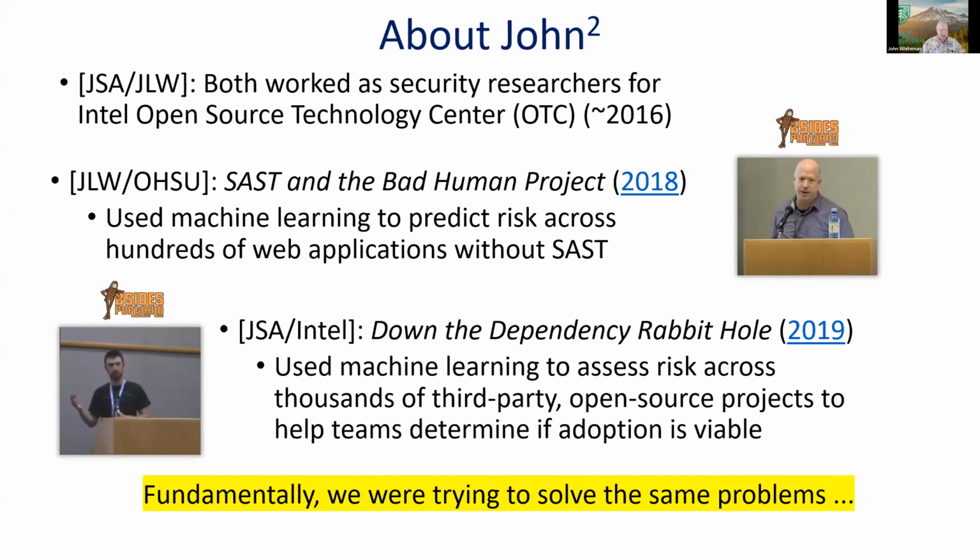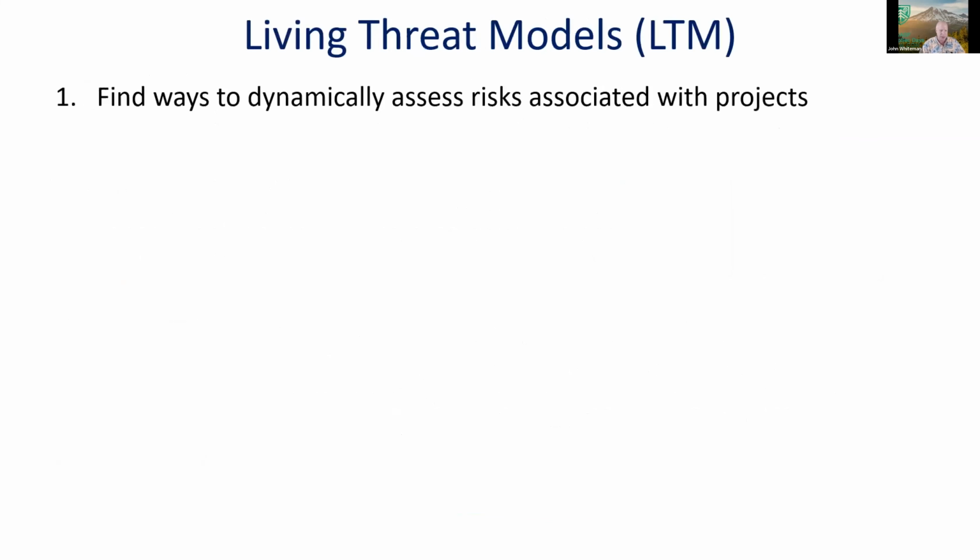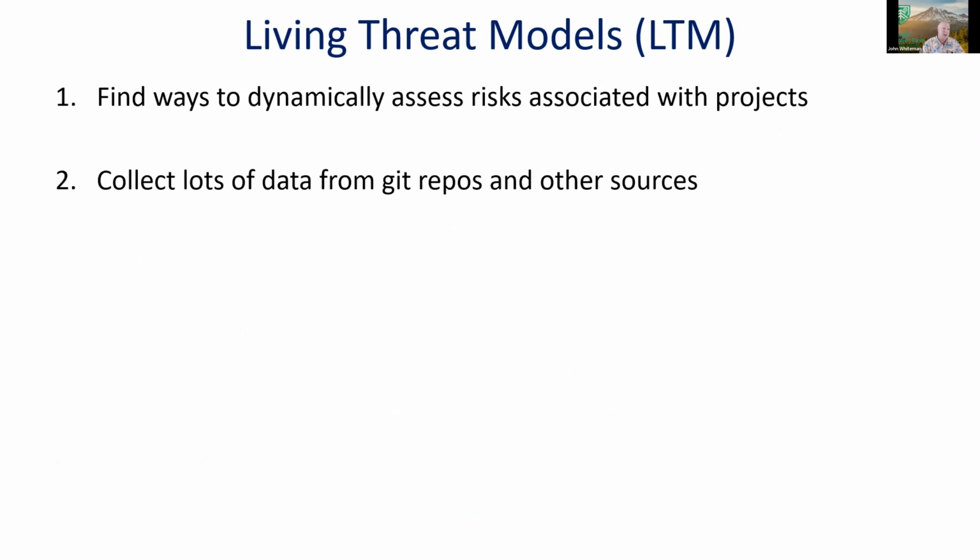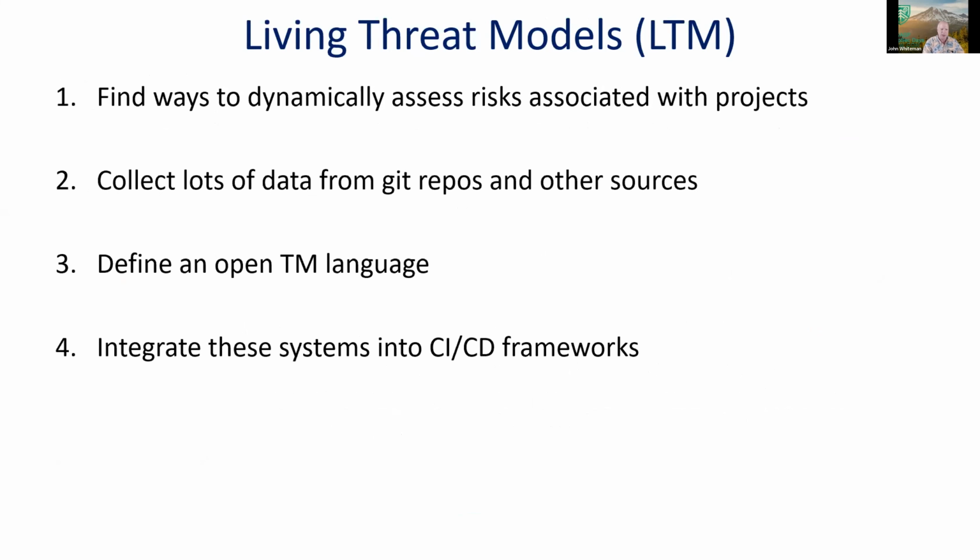And one of the things we discovered, so I went back to Intel and we started meeting because we felt like the work wasn't really done. We felt like we had some answers, but not all. And sooner rather than later, we found that fundamentally we were trying to solve the same set of problems. Number one was to find ways to dynamically assess risks associated with these projects. Two, collect a bunch of data from various Git repos and other sources. Three, and this is a big bulk of what we're going to be talking about today, define an open source threat modeling language.